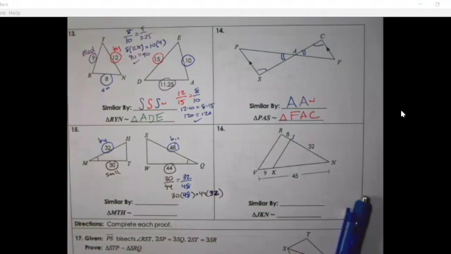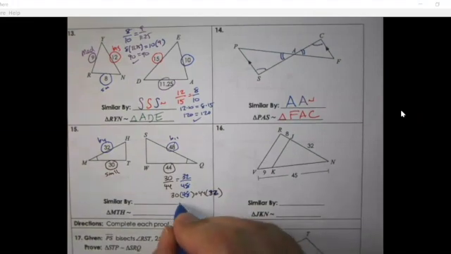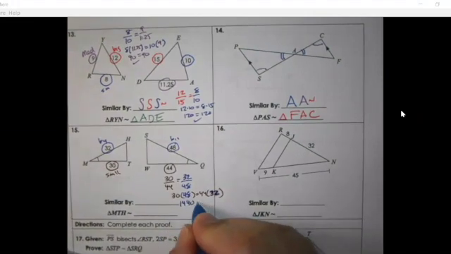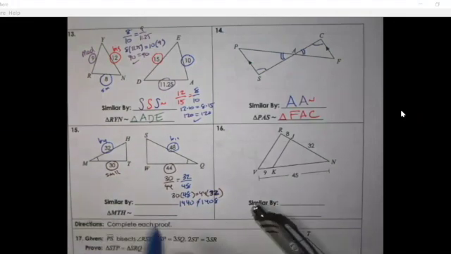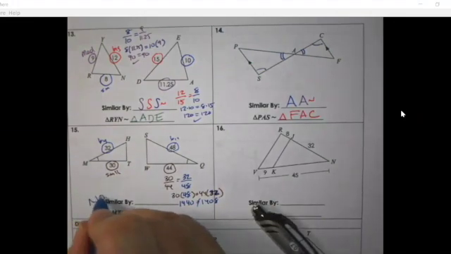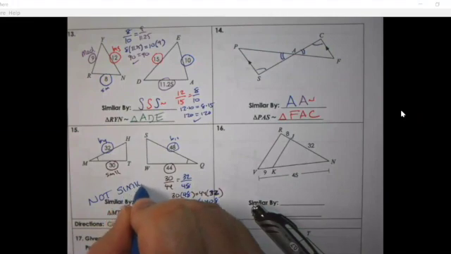So 30 times 48 is 1440. Ooh, so we get 1440. I could have known that because 0 times 8 leaves a 0, and this is going to end in an 8, 1408. Those are not the same. Since the sides are not proportional, we're going to say not similar.